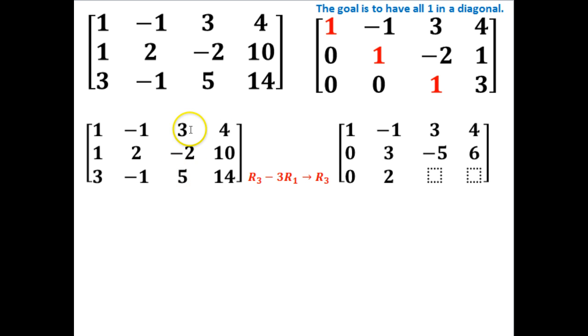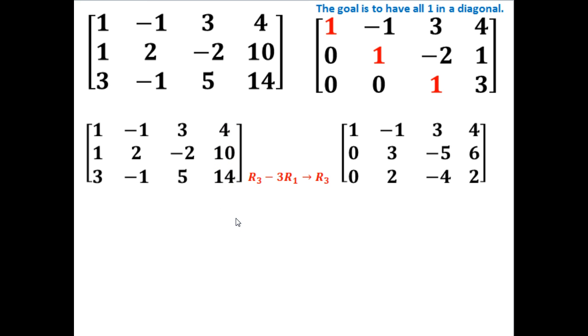5 times, and this 3 times this one would be 9. So 5 minus 9 will give me -4. And then my last one, 14 minus, and then 3 times 4 is 12. So 14 minus 12 will give me 2. Okay, so far so good. I've got 2 zeros here. We're getting closer. We've still got a little ways to go, but we are getting closer.